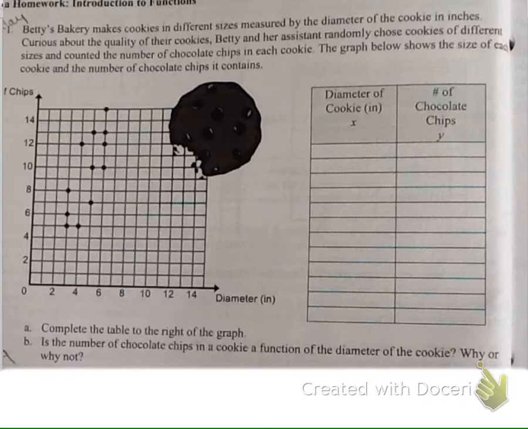So when it's a diameter of 3, I see there was a cookie with 5 chocolate chips. And then when it's 3 again, there was a cookie with 6. And then at 3 again, there's a cookie with 8. Okay, so it's like graphing backwards. You have the points and you're writing them down.